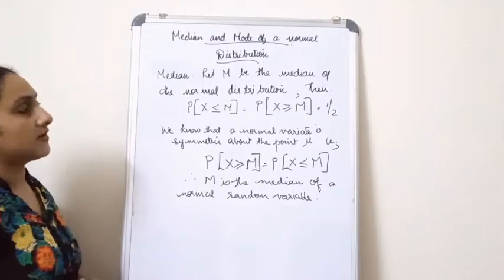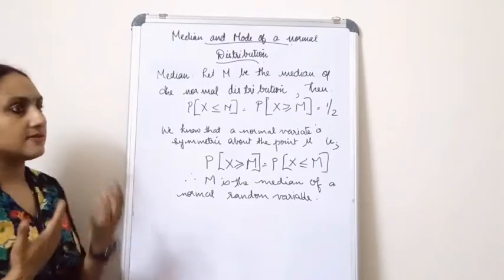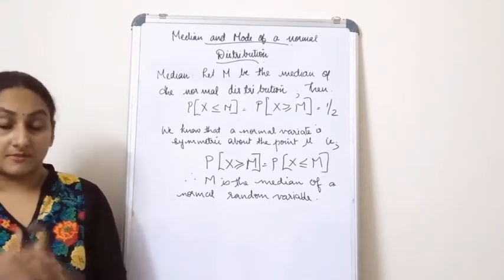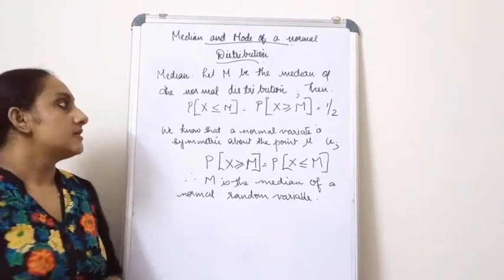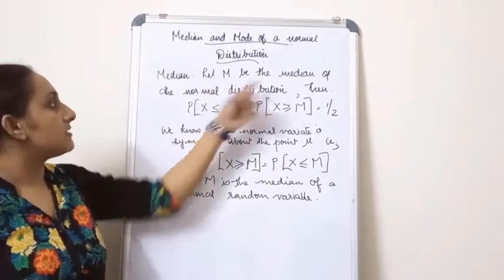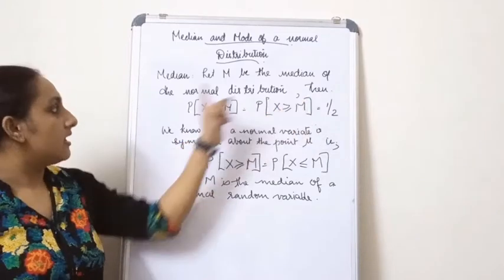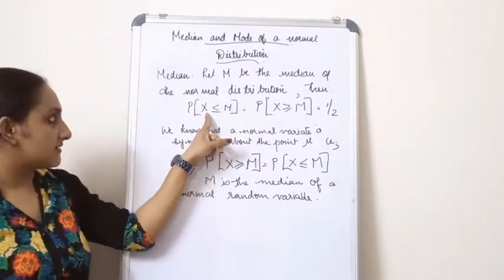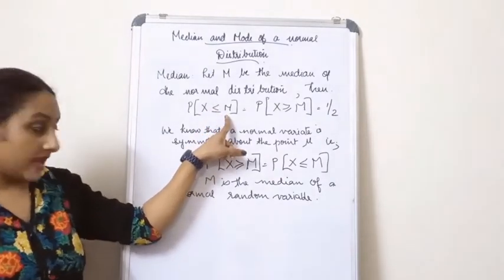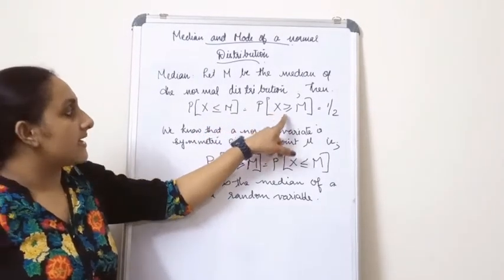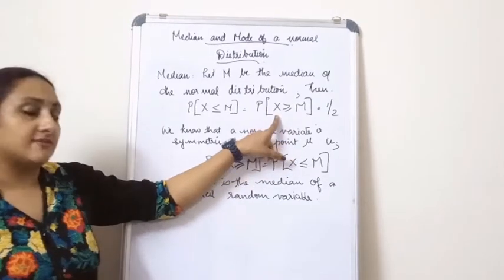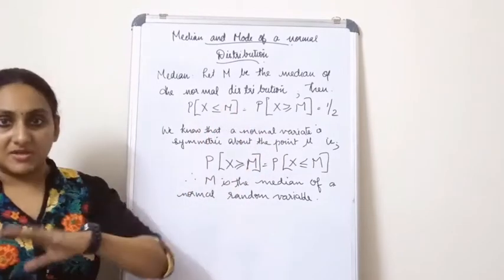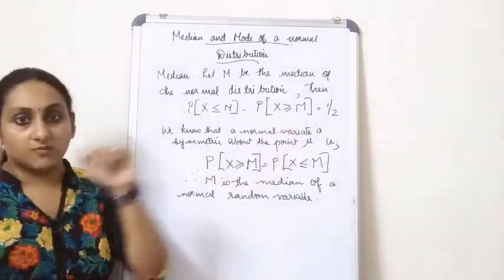The median of a normal distribution. Okay, now we know that the median, mean and the mode of a normal distribution, all three of them are equal. So let's have a look. Let m be the median of the normal distribution, then the probability that the random variable x is less than or equal to m is equal to the probability that x is greater than or equal to m. So both the probabilities are equal, that is 1 by 2.